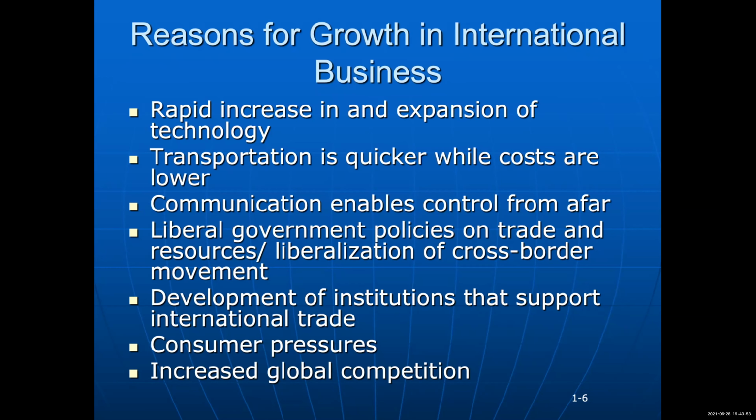So, transportation is quicker while costs are lower, which is true, especially in North America, where transportation is very cheap. Where I live in Canada, when I take the bus from my house, I have to take 2 buses to go to work. The second bus, I'm not charged, even though you still tap. And of course, you can take the train and go to so many different places to work. When I went to England, my mother, at the time, wasn't driving, so she took 2 trains, but you still reach work on time because the train system was very reliable. Communication also enables control from afar.